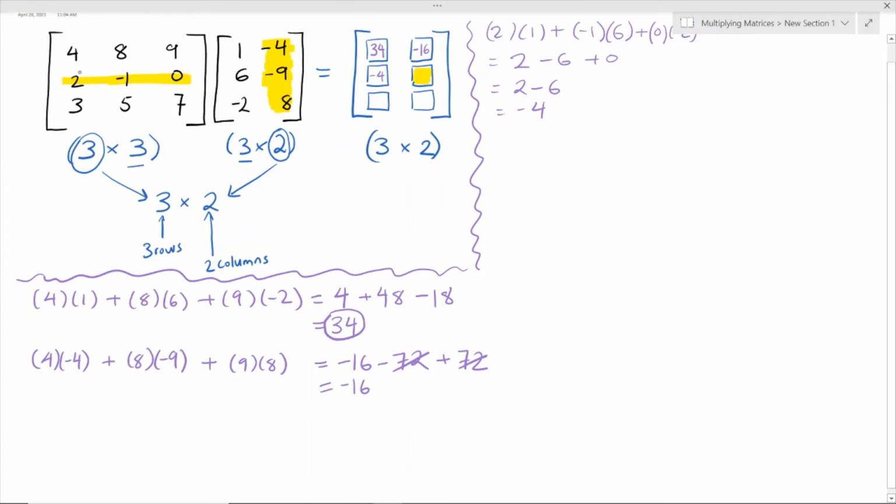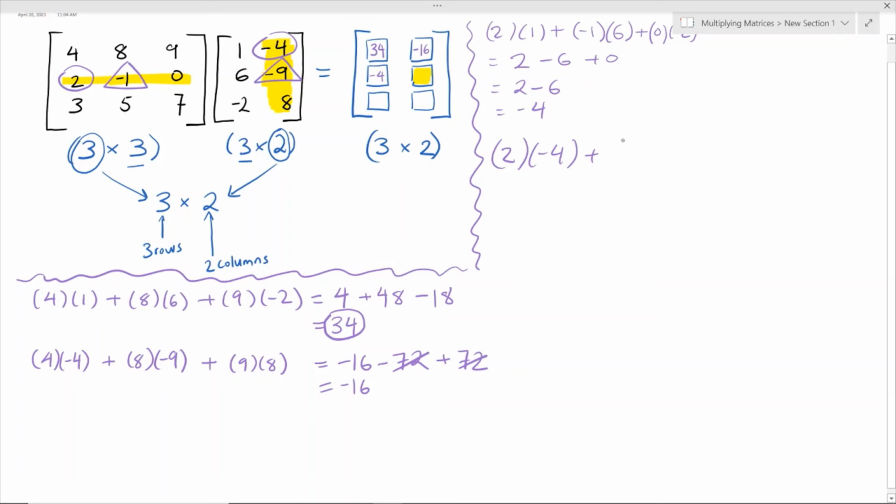Similar to the other entries, we multiply the corresponding entries. Here, the first entry of the row and the first entry of the column will be multiplied together: 2 times negative 4, plus the second entry of the row times the second entry of the column.